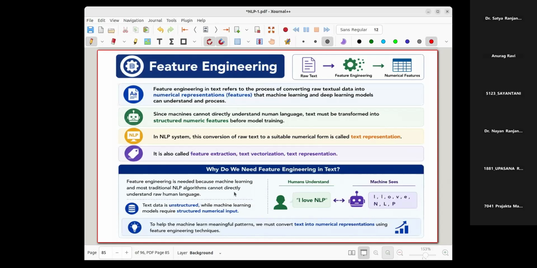Okay, then why we need feature engineering in text is very simple. Already we know that feature engineering is needed because ML and most traditional NLP algorithms cannot directly understand text. The text data is unstructured. That's why ML models cannot use it, because they work on numbers. So we have to convert them into numerical form. Like here, humans understand "I love NLP", but when you give it to the machine, it will see each character as a number, which cannot be understood. So it needs to be converted into some kind of representation. Okay. So we call it feature engineering.